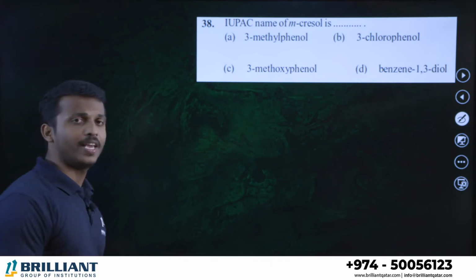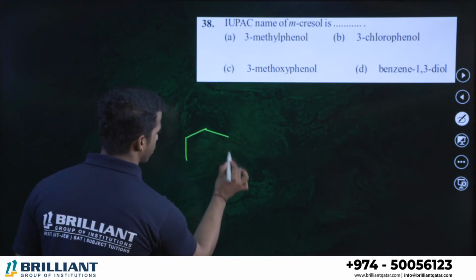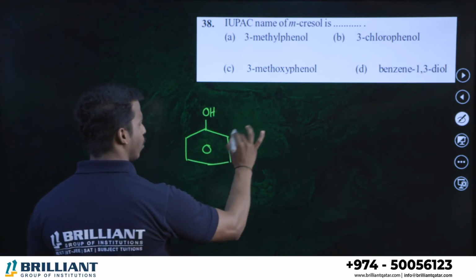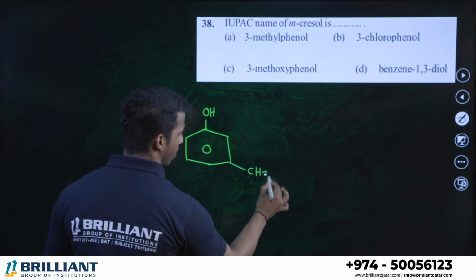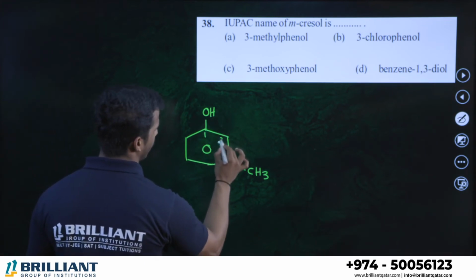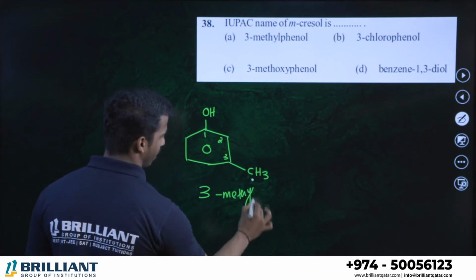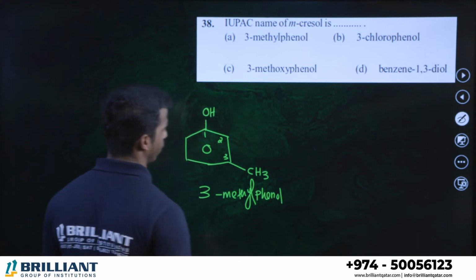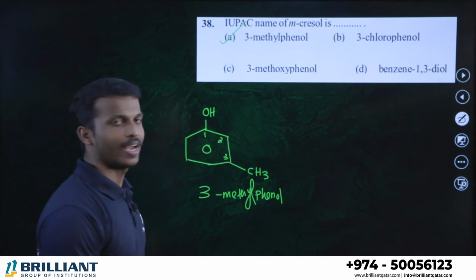What is the IUPAC name of metacresol? You know very well what cresol is. Cresol means phenol with a methyl group. If the methyl group is in the ortho position, it is called orthocresol. If it is in the meta position, it is called metacresol. What is the IUPAC name? The major group is alcohol, so number 1, number 2, number 3. At the third position there is a methyl group, therefore 3-methyl. The remaining compound is called phenol. 3-methyl phenol. Option A can be the answer.